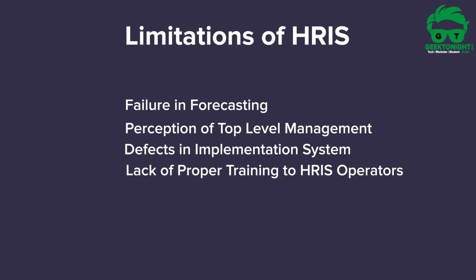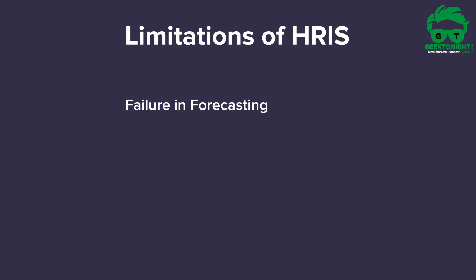The very first one, failure in forecasting: human resource information system is totally based on computers. The information is stored by the experts appointed for operating HRIS. If they have entered any wrong information about the employees of the organization, or they made any omission in entering the data, it will be very harmful for the organization. This will lead to failure in forecasting because the data entered is wrong.